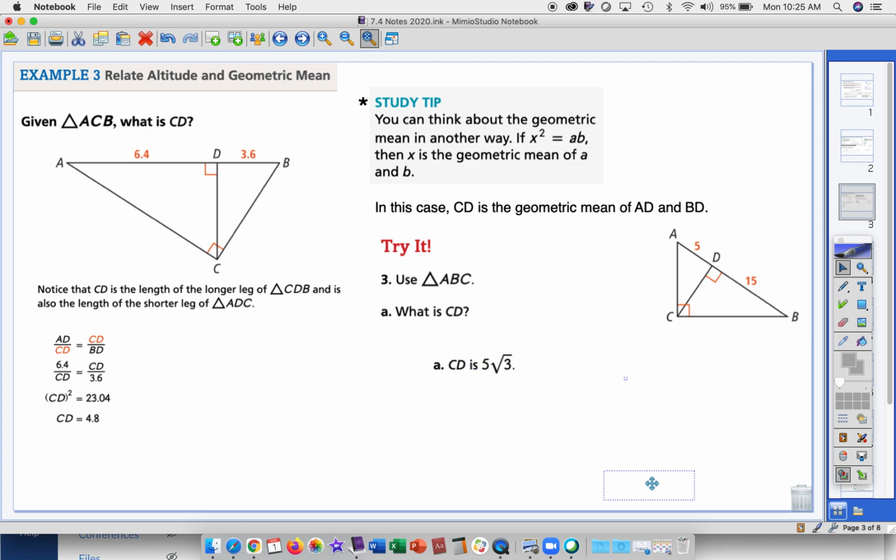Okay, so hopefully you found that CD is equal to 5 root 3, and more often than not, we will be leaving our answers in radical form. This one was decimal form because the numbers given were decimals. So that's hopefully what you can go by for the future. That will always hold true.